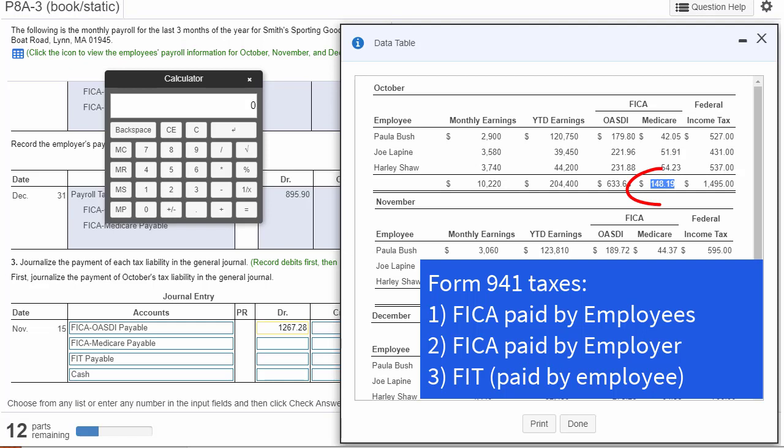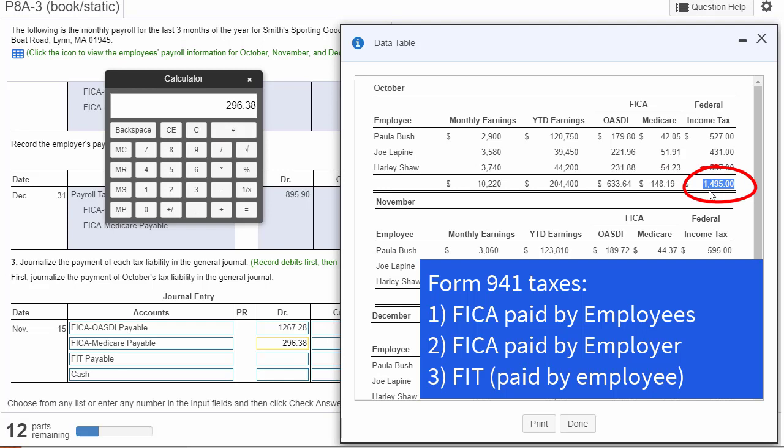Now we need to figure out the Medicare amount. So the employees paid a total of 148.19, and the employer is going to have to match that. So I need to double that. 148.19 times 2 gives me 296.38. Plug that in here. Medicare is going down by that amount, Medicare payable.